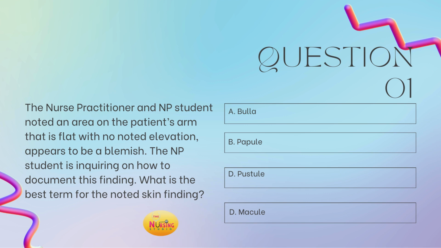A papule is small. It's less than 1 centimeter, but is elevated like a pimple. A pustule is just like a papule. It's small and less than 1 centimeter and elevated, but it's filled with pus, okay? So that leaves macule. D, that's the answer, macule.